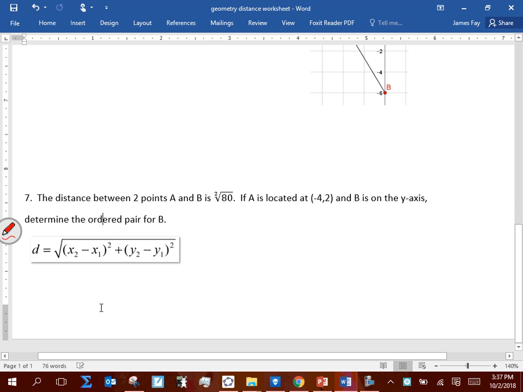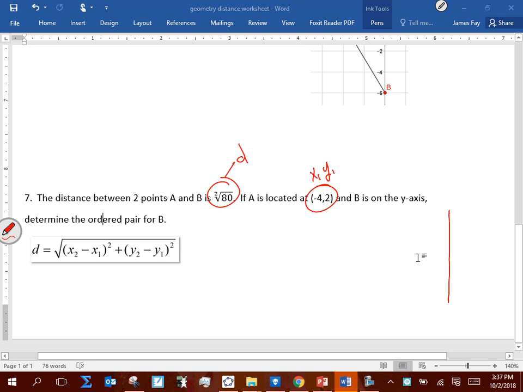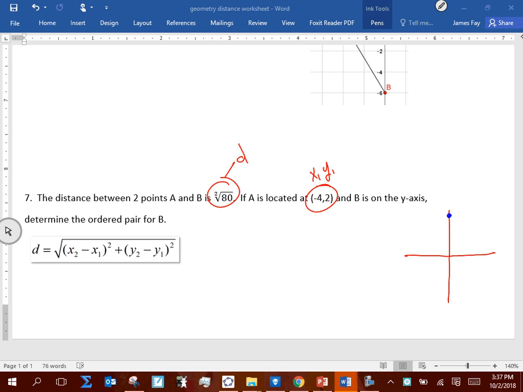But it's not that we're asked for distance here. Here we're asking to find ordered pairs, but we use the distance formula to do that. They tell us initially that root 80 is your distance, so root 80 is D. They tell us A is that point there, so that's maybe X1 and Y1. They tell us that B is on the Y-axis. So B is some point on the Y-axis. Now I don't know which one of these points it is, that's what we're trying to find out. But I do know wherever that point B goes, the X value should be 0. I'm uncertain about the Y value.